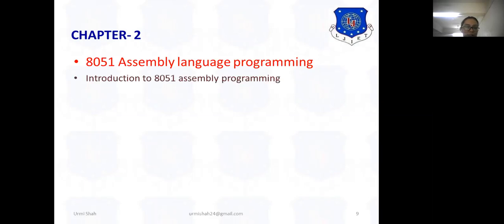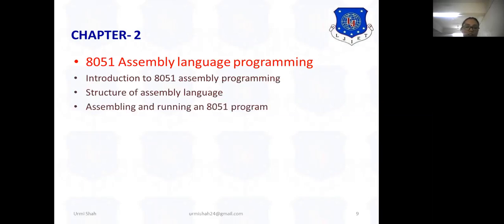But the content of chapter 2 focuses on the introduction to 8051 assembly programming, the structure of assembly language, how we are going to write any assembly program, and assembling and running an 8051 program. Once the program is written, how we are going to compile and run that program will be included in this. Then 8051 data types and directives: what the data type set and directives are that we are going to learn in this chapter.